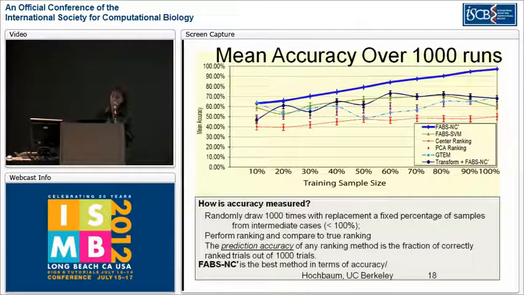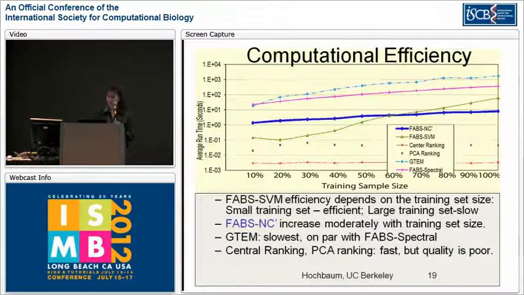So it pretty much dominates the other ones in terms of accuracy. Now, in terms of speed, for the smaller training sets, it runs less efficiently than the one with support vector machine. But for the higher training set, it runs more efficiently. The other, the GTEM, is the blue one that has the worst running time.